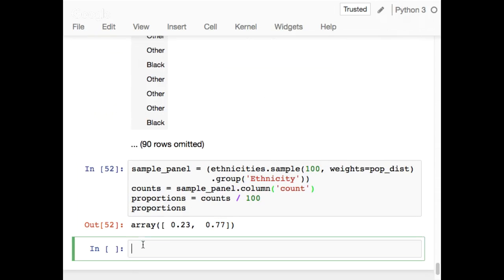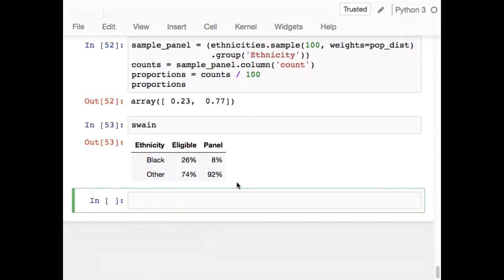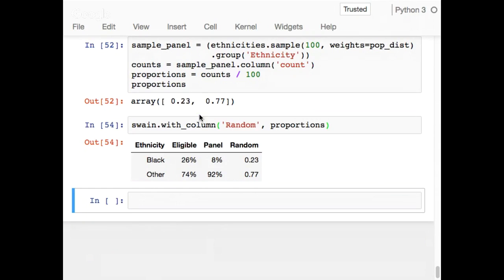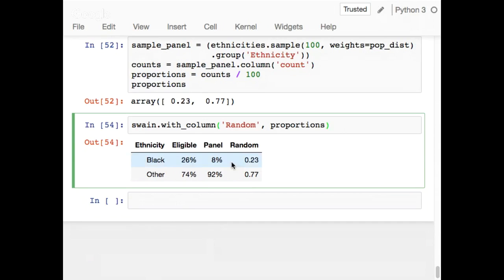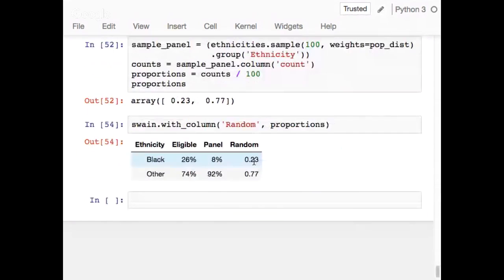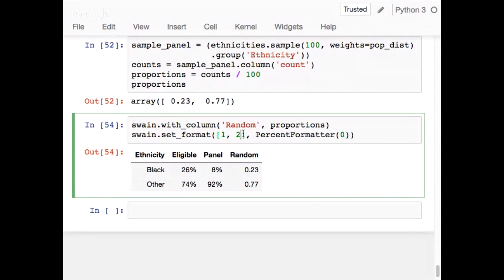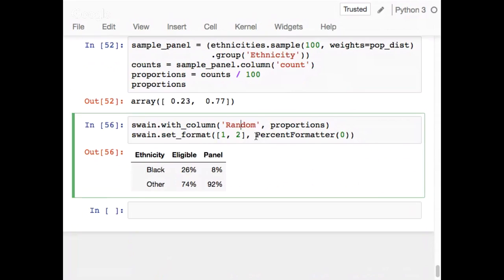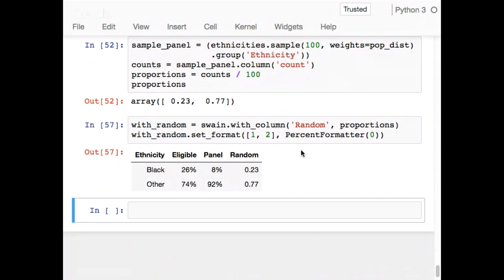What I can do now is take my swing table. I can just compare the proportions of blacks and others. So I can take that and add another column, random, and I can put in my proportions. Okay. And the thing here is not formatted correctly. I can just go back up here and copy that. So here we go. This is just a display. With column proportions. So with random, there we go. 1, 2, 3.